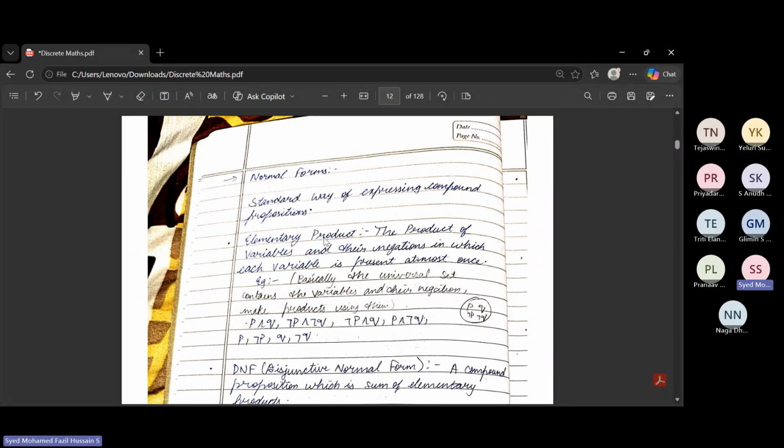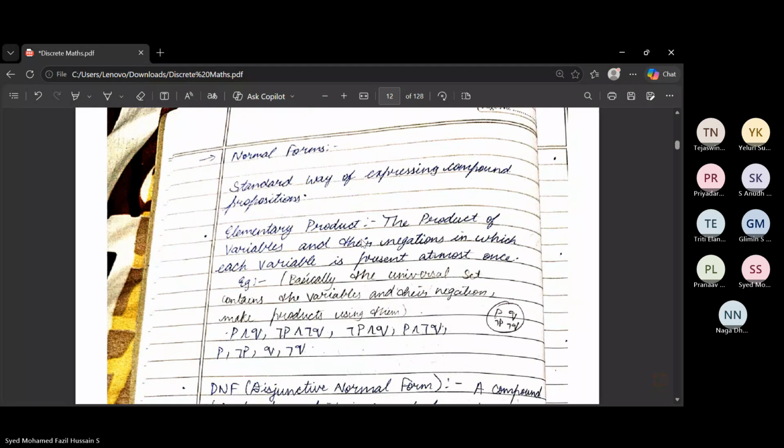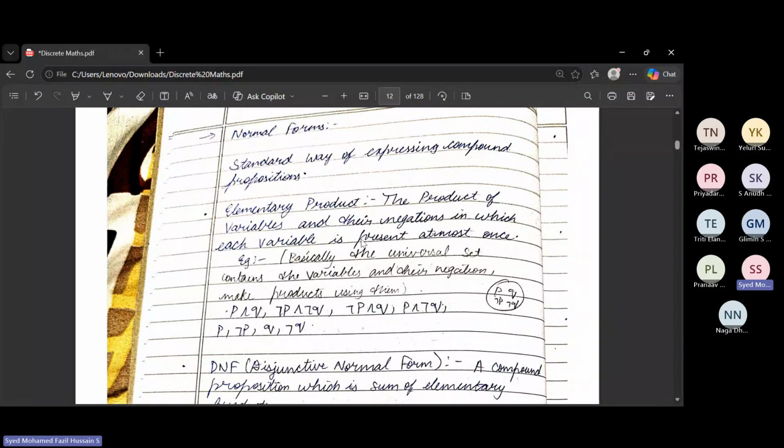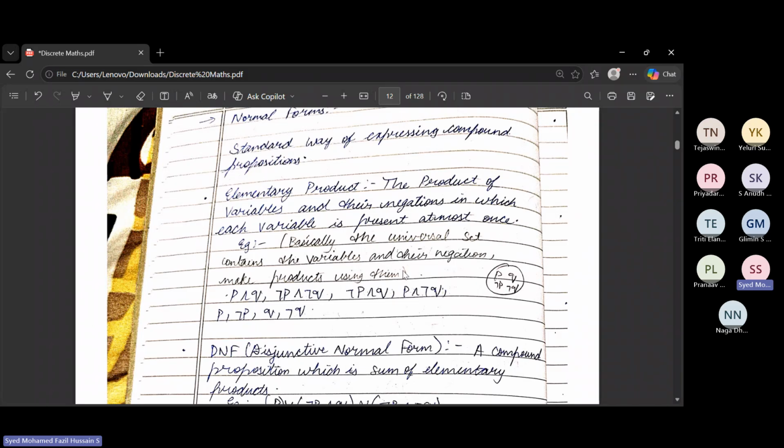So it is the standard way of representing a compound proposition. A standard way means it includes every variable that is present. Before that, we need to know what an elementary product is. That is the product of variables and their negations in which each variable is present at most once. So basically, the universal set contains the variables and their negations, and we make products out of them.